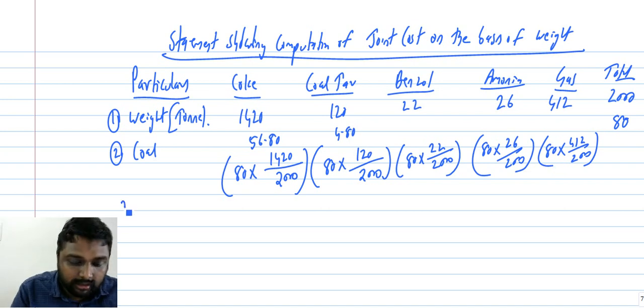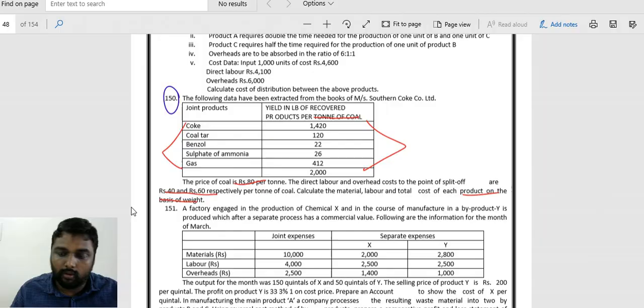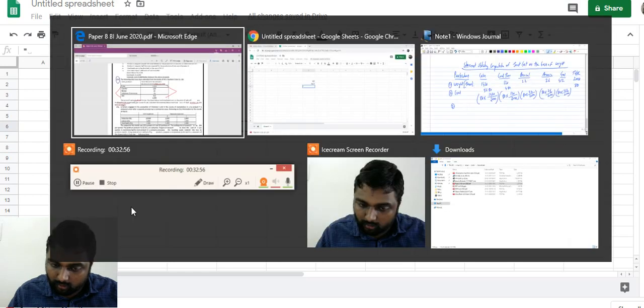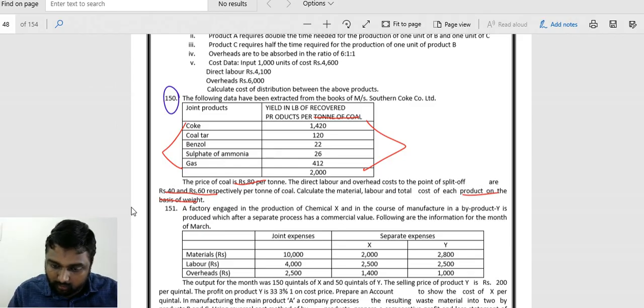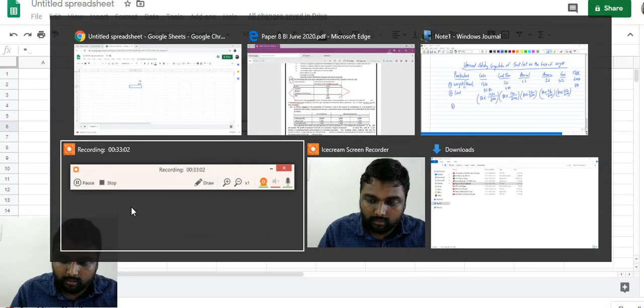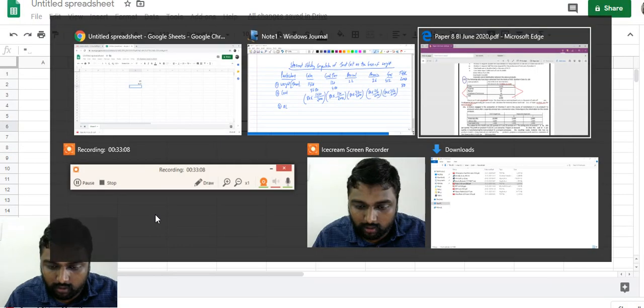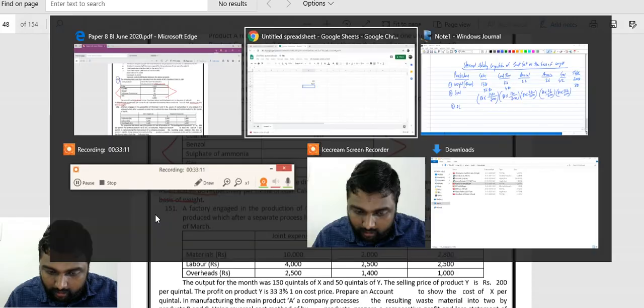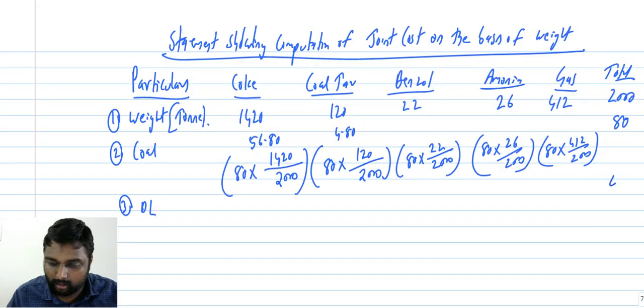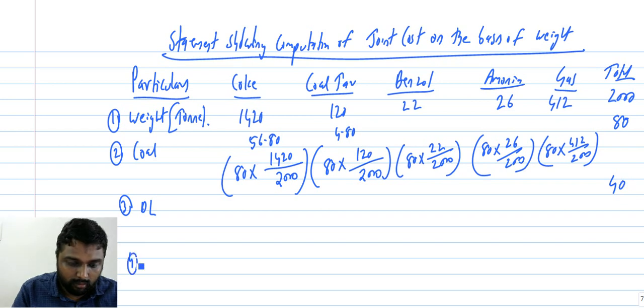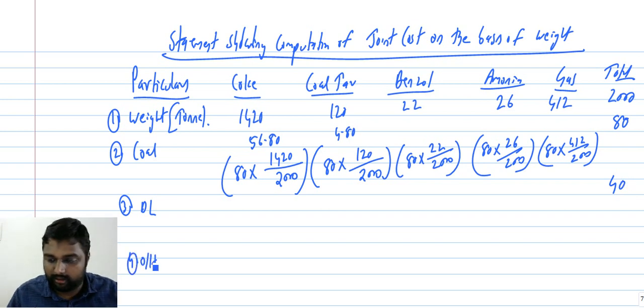No. The same way we have to do for labor and overhead. Direct labor, which is the total cost what? Direct labor 40. Overhead 60. Got it? So we have to do for each item. Do it fast.